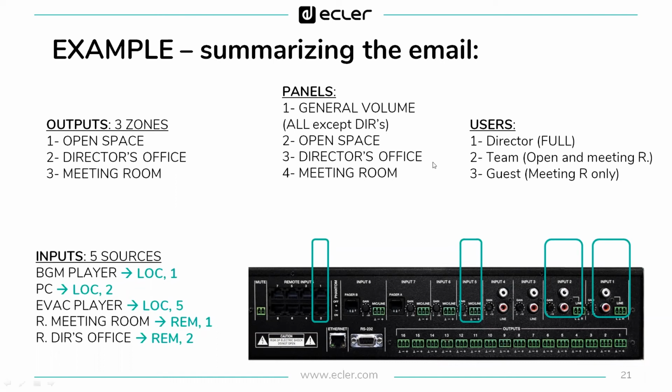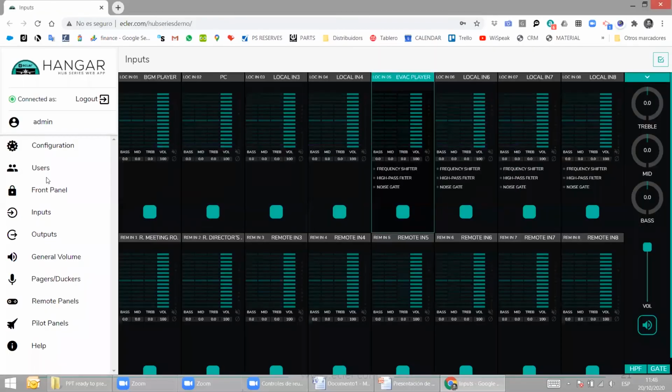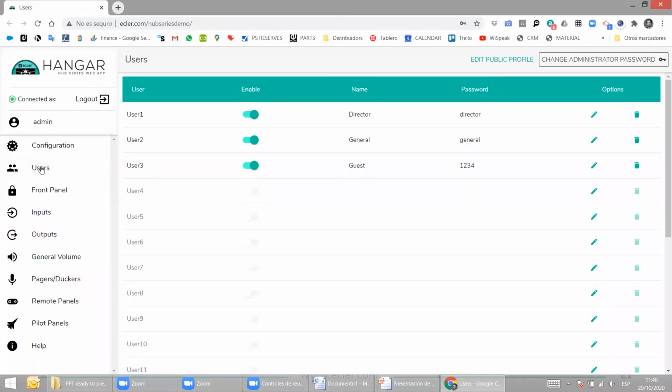And then the users, how many users? Well, the director will have full access. The team will have access to the open space and meeting room. And then we will create another user for the guests, okay? That will control when a guest comes to do a presentation in our meeting room, he will be able to control the volume himself. So again, we go to users first, and we create 3 users.